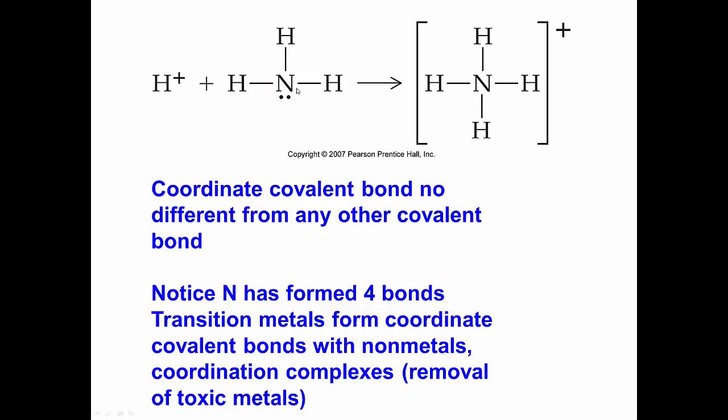The same for the ammonium ion. Ammonia picks up a hydrogen atom. The hydrogen ion is just a proton. There are no electrons. And here we have a lone pair of electrons on the nitrogen. A covalent bond forms between the hydrogen and nitrogen. This is a coordinate covalent bond. It turns out the coordinate covalent bonds are no different from any other covalent bond.